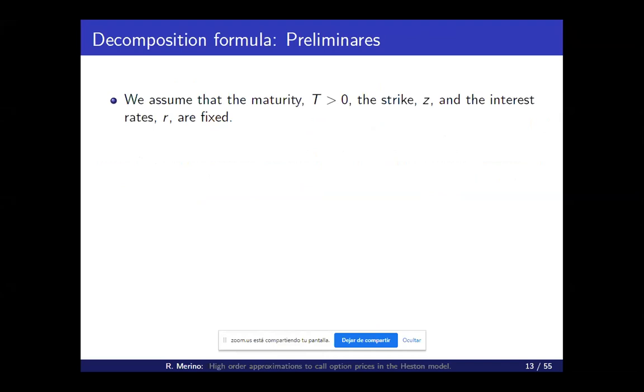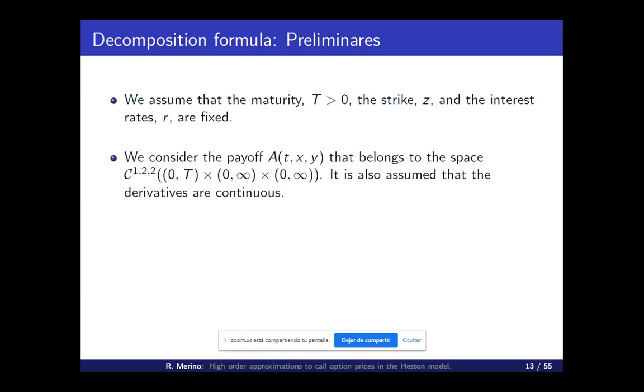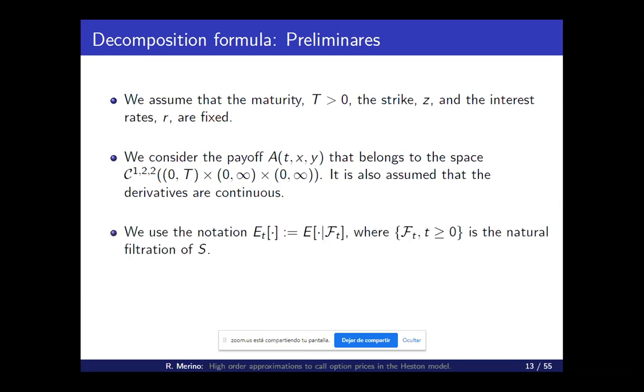So some preliminaries before starting with the decomposition: we're going to assume that the expiration time is bigger than zero, and the strike and interest rates are fixed. We consider a payoff H(X_T) that belongs to the space C^{1,2}. It's also assumed that the derivatives are continuous. With notation E_t as the expectation with respect to the natural filtration, the price is given by the usual terms to price a call option. Okay.